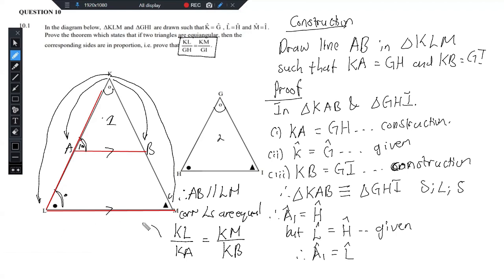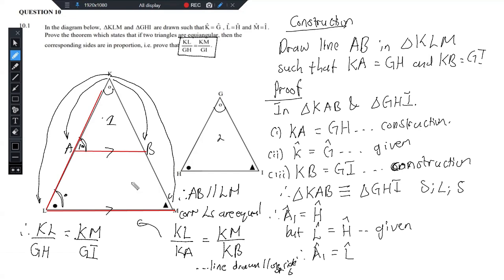So we can simply just replace the KA with the GH and replace the KB with the GI. So that would mean KL over GH is equal to KM over GI. And then just like that, we have proven the theorem that says KL over GH is equal to KM over GI. That says if two triangles are equiangular, then the corresponding sides are in proportion, right? And then again, let's not forget to give a reason for this. This is because it's a line drawn parallel to one side of a triangle. So line drawn parallel to one side of a triangle, this is why we have these sides in proportion, right?